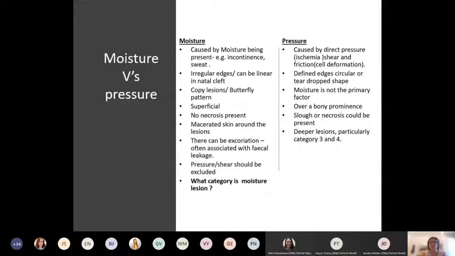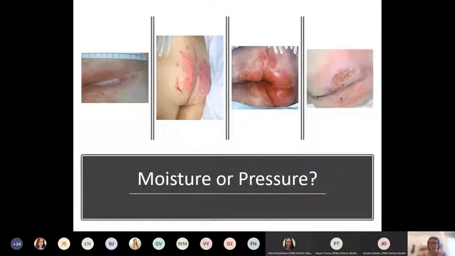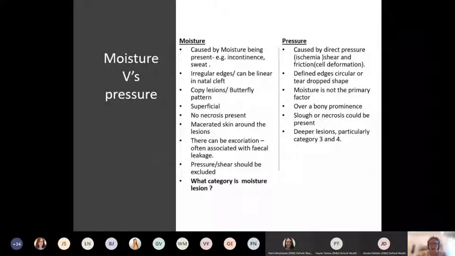But you can get this butterfly pattern of moisture lesions. Let's go back to these pictures here. The first one you can see is the linear moisture one. The second one you can see these very irregular edges, very shallow, and a butterfly effect on the two buttocks. That's quite typical of moisture. All that red inflammation and excoriation clearly tells you you've got a continence issue going on there that's stripping the skin. Those would be good examples of moisture.